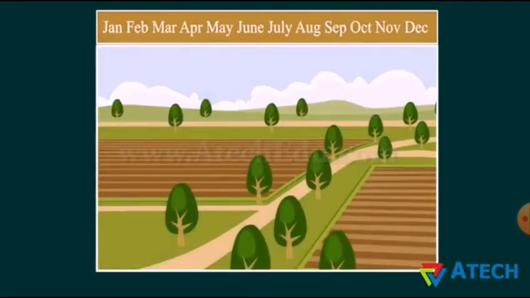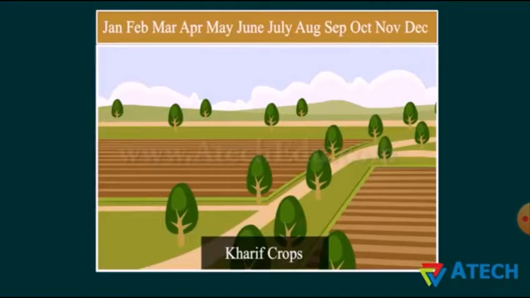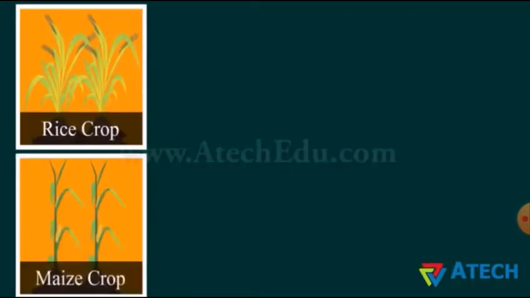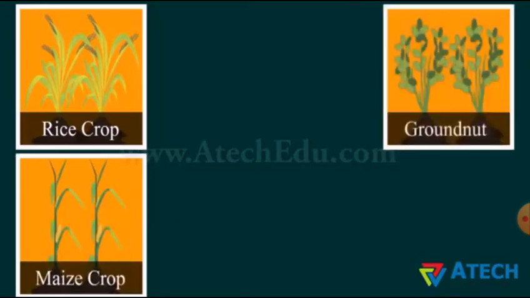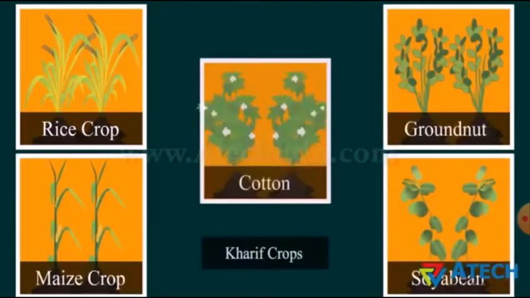Plants that need more water for healthy growth are planted during the rainy season, around the month of June, and harvested at the end of the rainy season, around October, are called Kharif crops. Some of the examples of Kharif crops are rice crop, maize crop, groundnut crop, soybean crop, and cotton crop.